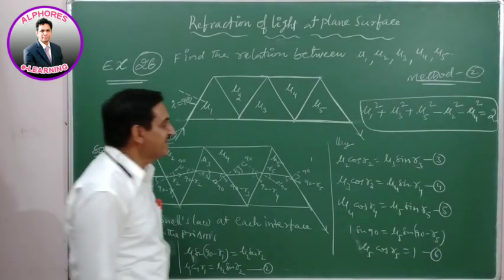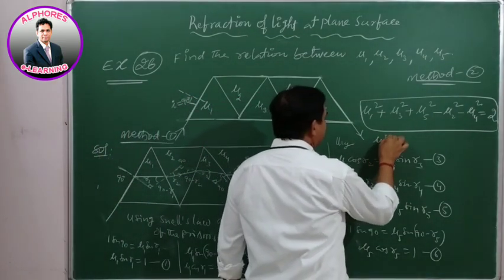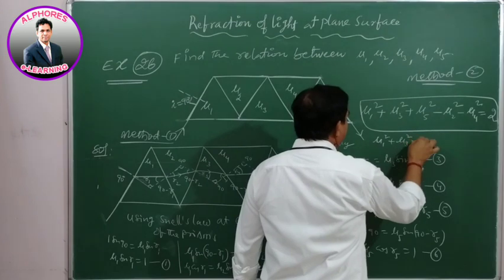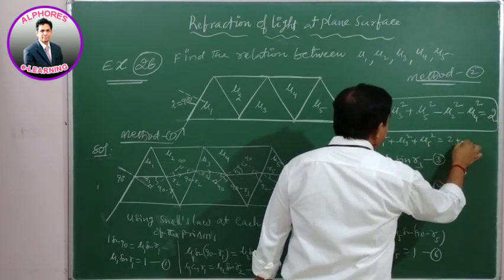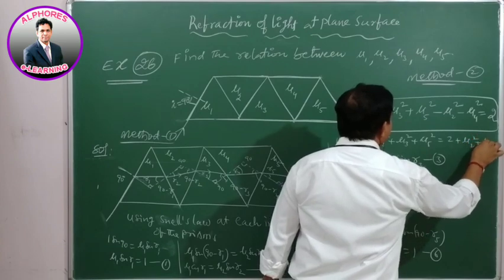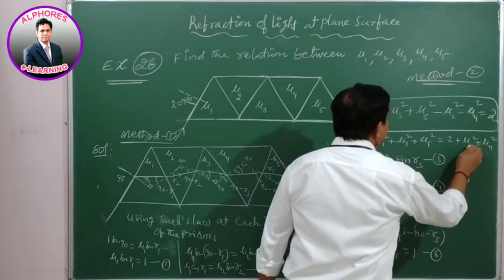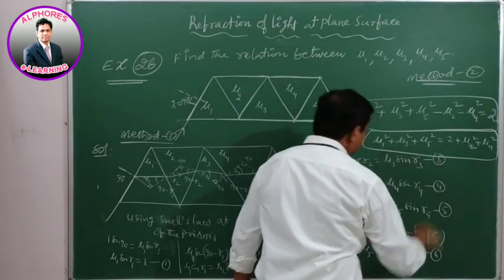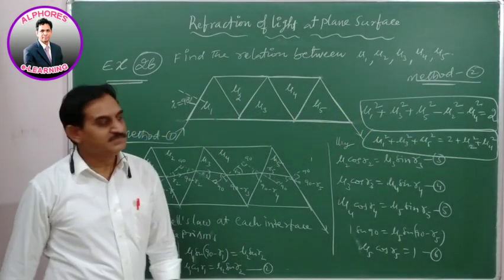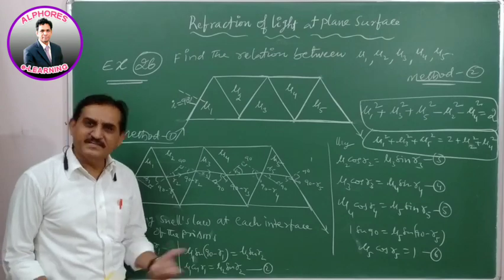Otherwise we can write it as mu1 square plus mu3 square plus mu5 square is equal to, taking that to the other side, 2 plus mu2 square plus mu4 square. Either this answer or that answer, both are the same. That's enough. Very simple.